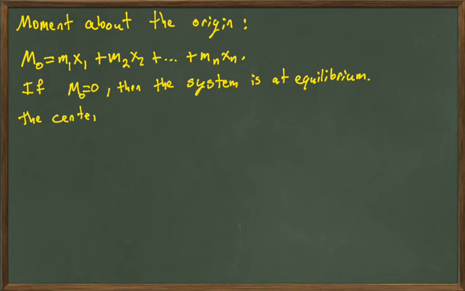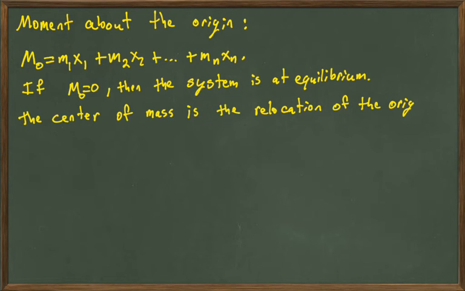The center of mass is the relocation of the origin, and that'll make the system at equilibrium.